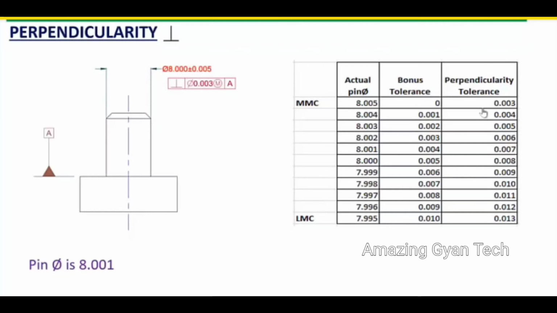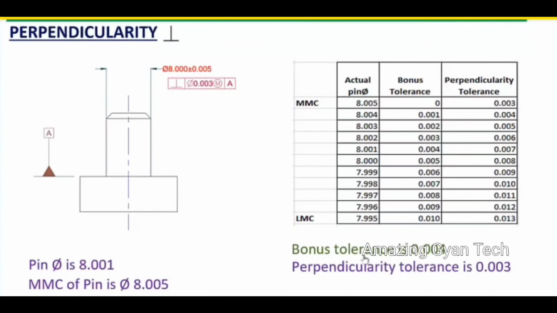Now we will take an example. In case we have produced a pin which has a diameter of 8.001, then as per this chart, the bonus tolerance will be 0.004. As maximum material condition is 8.005, your bonus tolerance becomes 0.004, and as per the drawing, the perpendicularity tolerance value is 0.003. So now you have a room of 0.004 bonus tolerance plus perpendicularity tolerance 0.003.